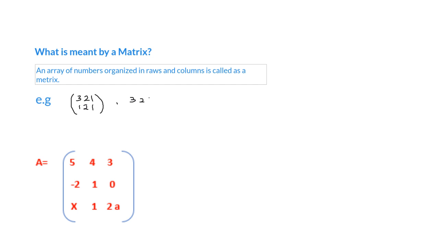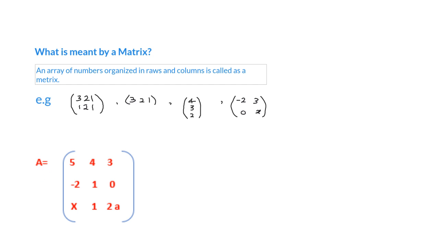3, 2, 1. Here you have only one row. And here, this is a column matrix. Only one column here. And this one, -2, 3, 0, x. This is also a matrix.